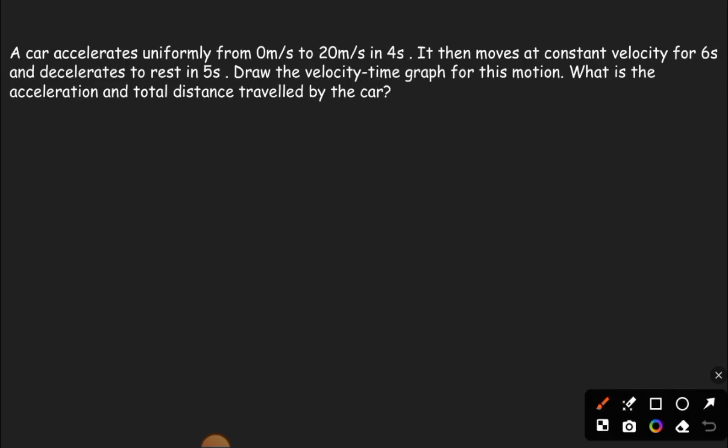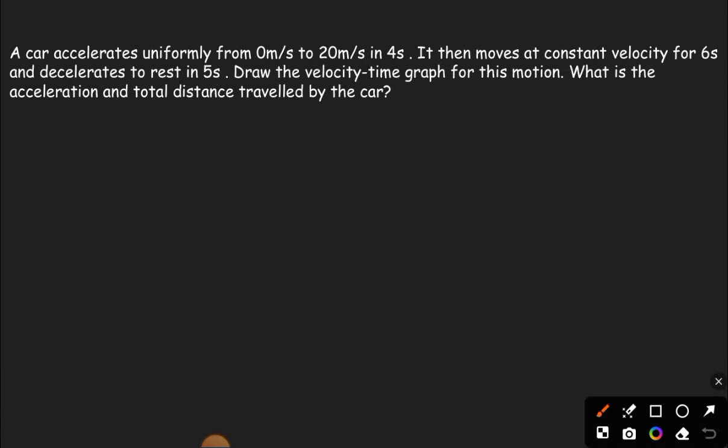Meters. A car accelerates uniformly from 0 meters per second to 20 meters per second in 4 seconds. So let me just highlight the most important information. If it moves at a constant velocity for 6 seconds and decelerates to rest in 5 seconds, draw a velocity-time graph, find the acceleration and total distance traveled by the car. There's so much information to imbibe here. So we are asked to first draw, but let's take it step by step.